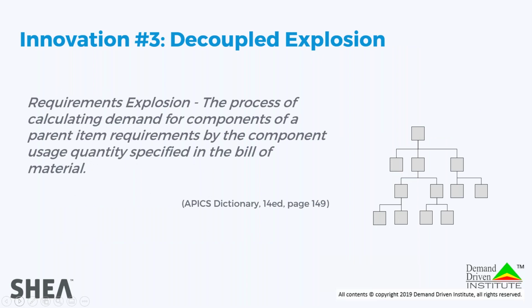Innovation number 3 is a decoupled explosion. From the Apex Dictionary, we know what the requirements explosion is: the process of calculating demand for components based on the bill of materials for the parent. Right? We have an end item demand, and when that demand changes, it explodes down through the bill of materials. In other words, when anything changes in the end item demand, everything changes.